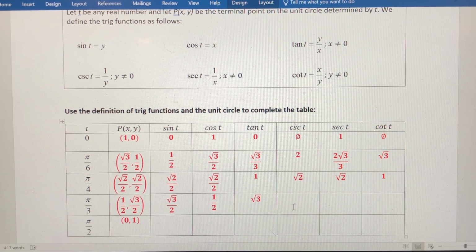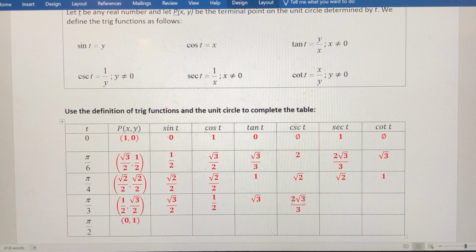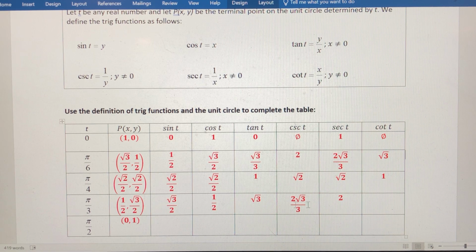Okay? Cosecant is going to be 2 radical 3 over 3. Make sure you work that out. You're going to do the reciprocal of radical 3 over 2. You're going to rationalize and then simplify if you can. Okay? Secant is going to be the reciprocal of 1/2, which is just 2. And tangent and cotangent are reciprocals, so this would be 1 divided by radical 3 or radical 3 over 3.